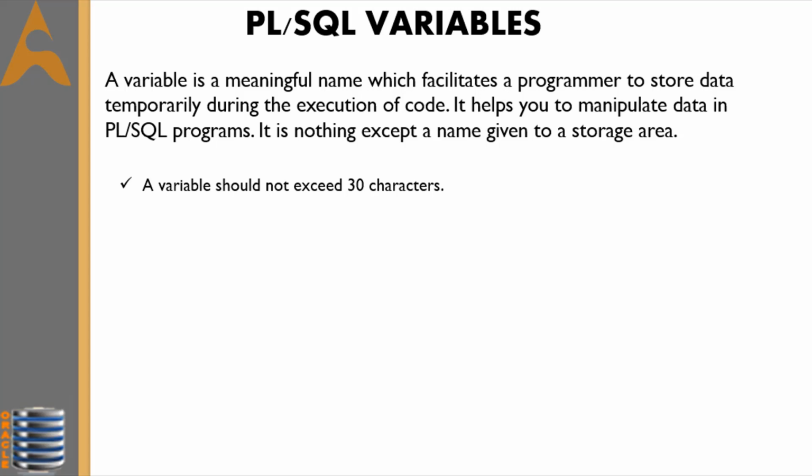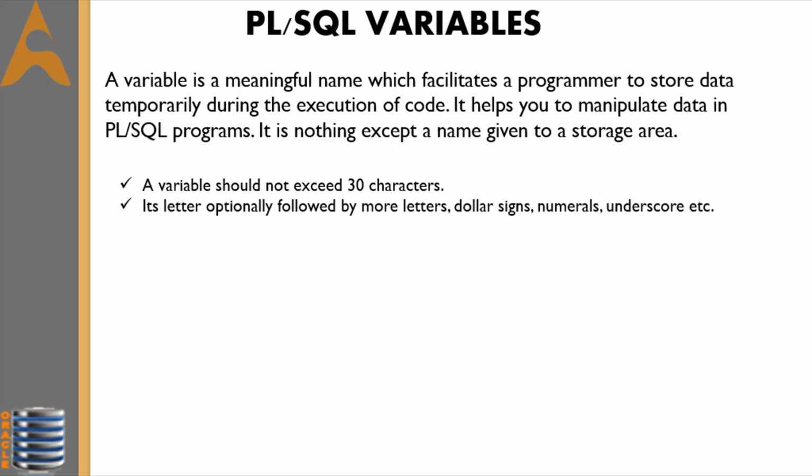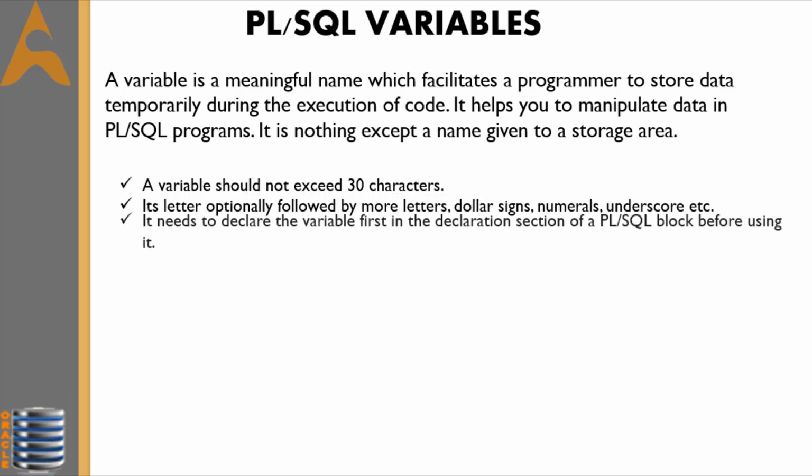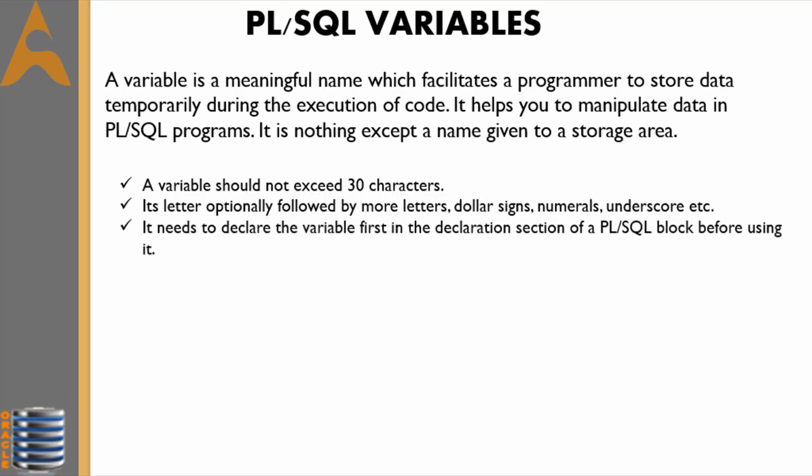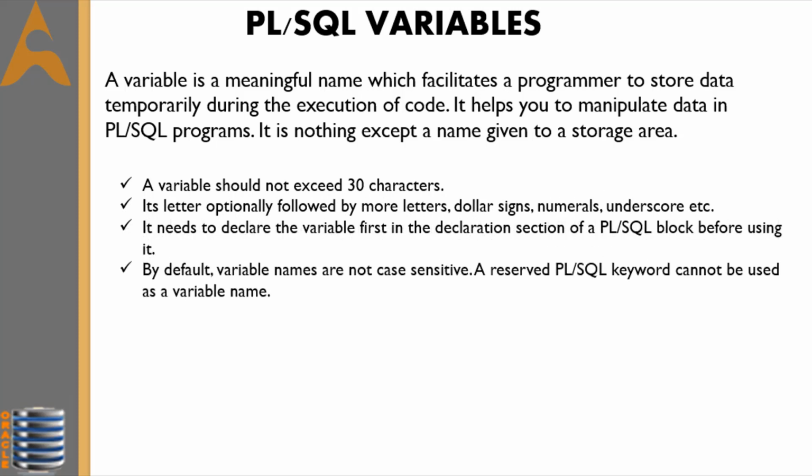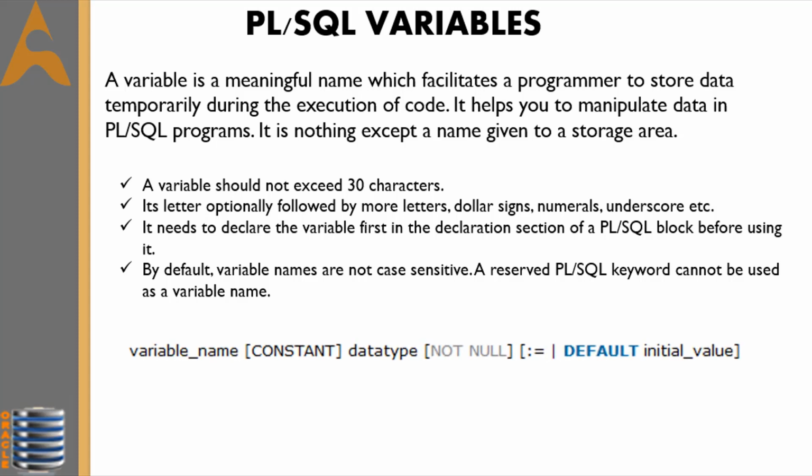Let's see some points to be remembered while creating variables. A variable should not exceed 30 characters. It starts with a letter, optionally followed by more letters, $ signs, numerals, underscore, etc. You need to declare the variable first in the declaration section of a PL/SQL block before using it. And by default, variable names are not case sensitive. A reserved PL/SQL keyword cannot be used as a variable name. You can see the syntax on your screen. It will help you to understand how to create a variable in PL/SQL.